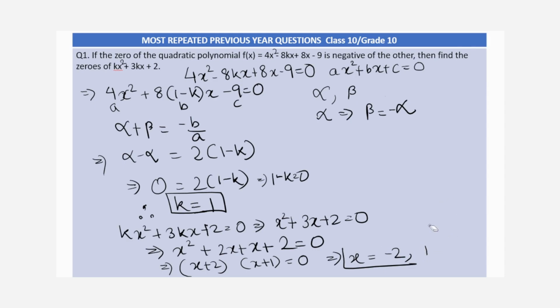I'll just erase this line over here, of the second polynomial, kx² + 3kx + 2. Now these are the kind of questions that come very often in the exam. So please be thorough with the quadratic polynomials, and then you can solve these very easily. Okay, let's move to the next question.